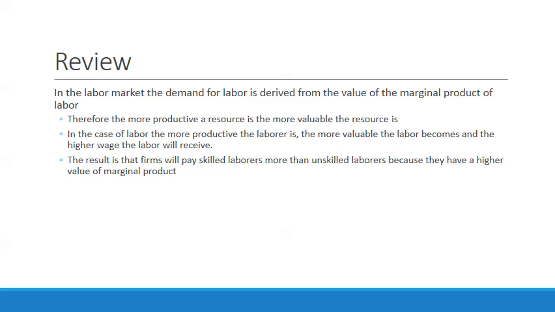So the result is that firms will pay skilled laborers. Now this is key. The result is that firms will pay skilled laborers more than unskilled laborers because they have a higher value of marginal product. And this is one of the first things we're really going to look at. It's really important to understand that when you talk about unskilled labor, essentially anyone can do it, and so there's not a lot of value in those types of individuals because there's not a lot of value in the products they produce.